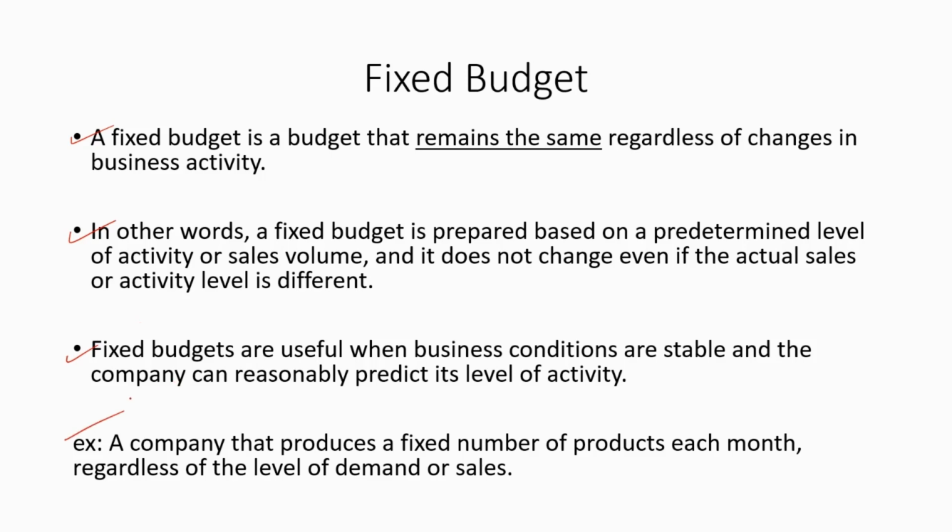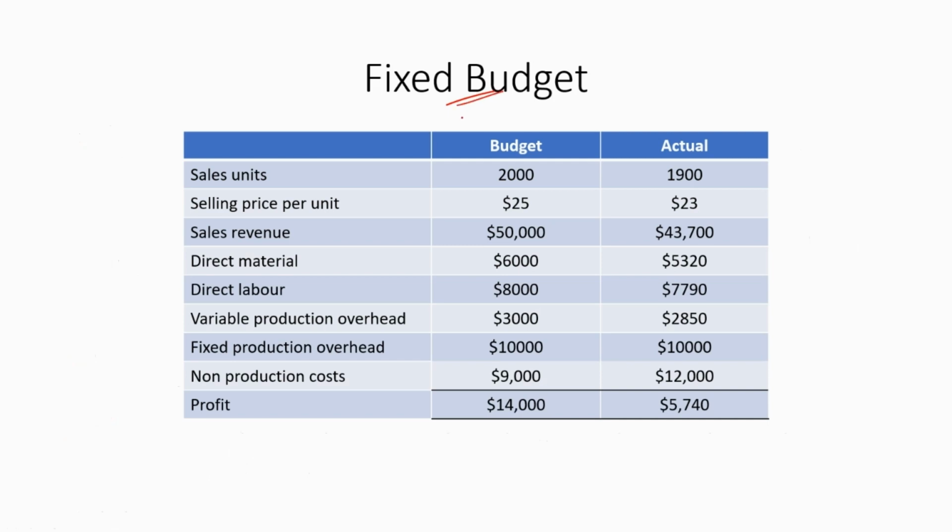For example, a company that produces a fixed number of products each month, regardless of the level of demand or sales. Simply, a fixed budget is a budget that will not be changed, regardless of changes in business activity. Here is an example of a fixed budget.